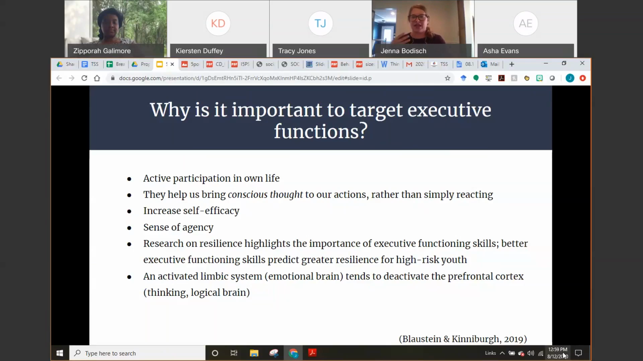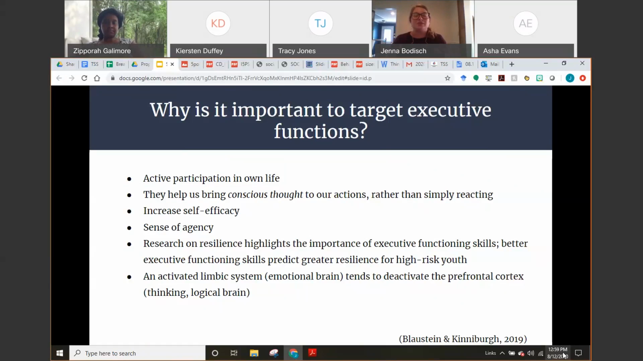So executive functioning and building up those skills really allows us all to have active participation in our own life. Many times people who have experienced trauma or continue to experience trauma, their choices have been completely just taken away. Either they have absolutely no choice in their own life, or they have very minimal choice, or maybe two choices that really aren't so great that they have to pick from.